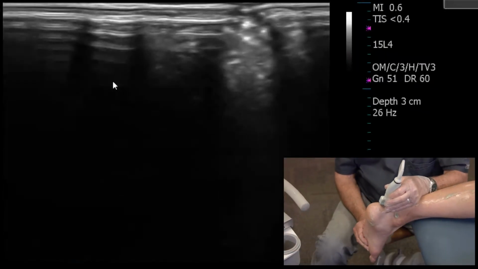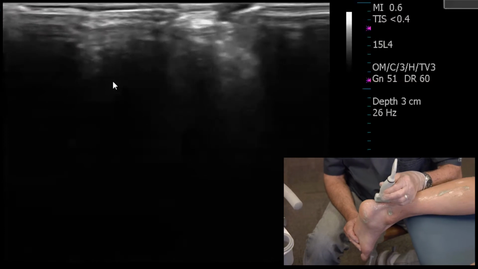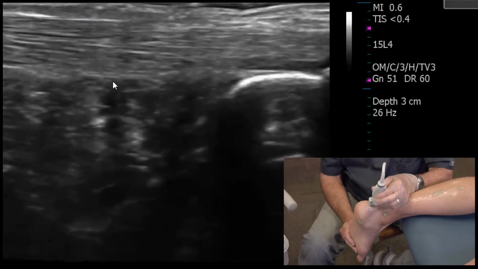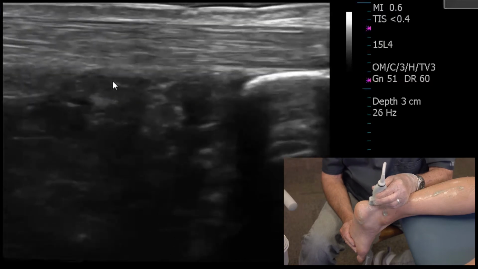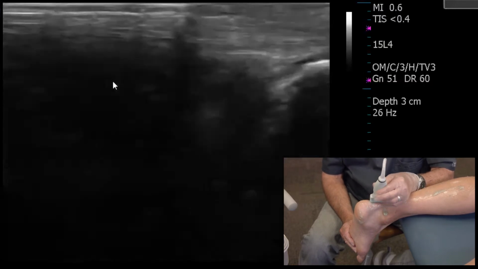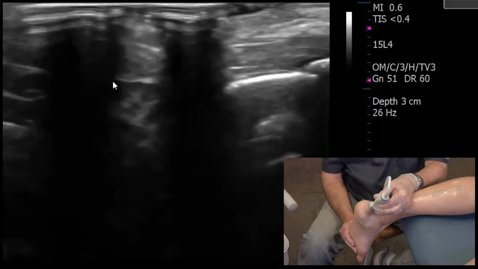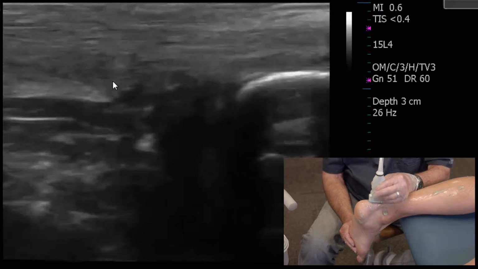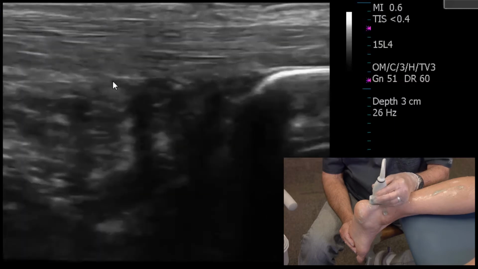Now, it's important on this long axis view that we be as close as we can to exactly 90 degrees perpendicular, because if we're off of that, we can get anisotropy, as you notice in these areas as I'm moving this transducer back and forth.